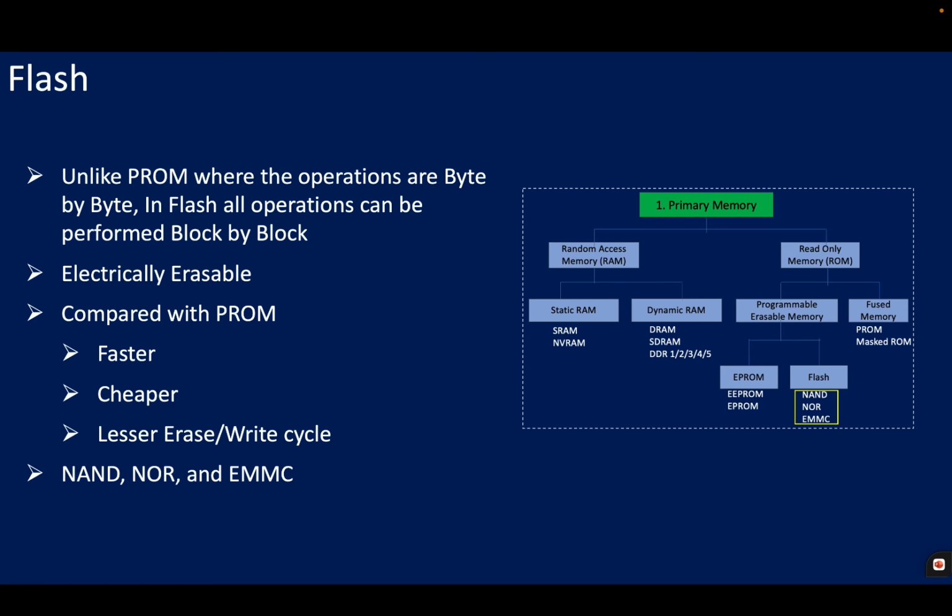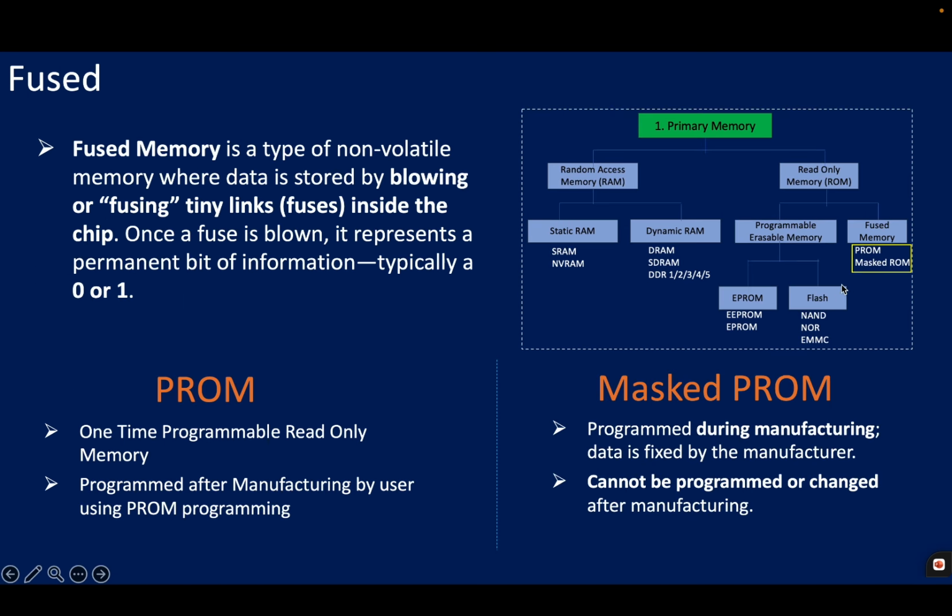Now, let us look at the last category of primary memory, which is fused memory. Fused memory is a type of non-volatile memory where data is stored by blowing or fusing tiny links inside the chip. Once the fuse is blown, it represents a permanent bit of information, typically 0 or 1. The PROM, this memory is a one-time programmable read-only memory. This memory can be programmed after manufacturing by the user using a PROM programming tool.